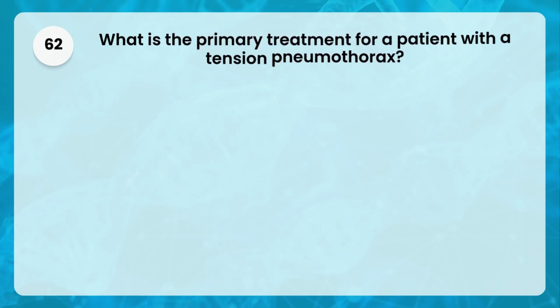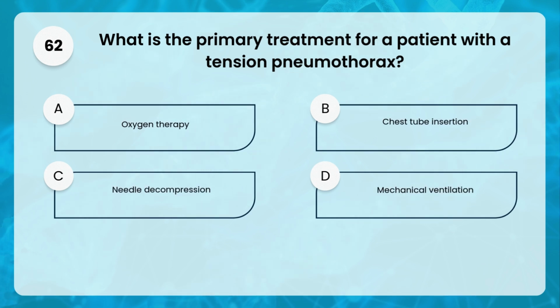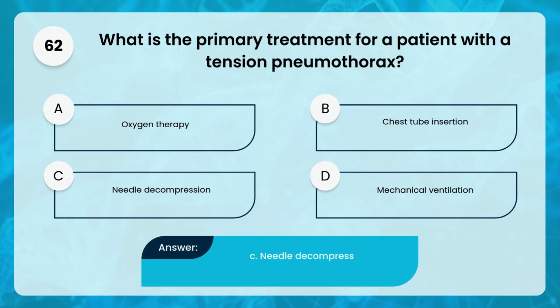62. What is the primary treatment for a patient with tension pneumothorax? A. Oxygen therapy, B. Chest tube insertion, C. Needle decompression, or D. Mechanical ventilation? The answer is C, needle decompression.